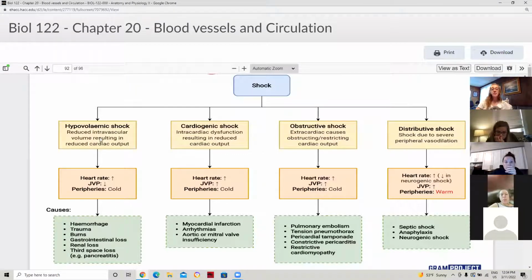So hypovolemic shock, reduced intravascular volume, because of reduced cardiac output. Often, if you have reduced volume of blood, all of a sudden you get reduced stroke volume.